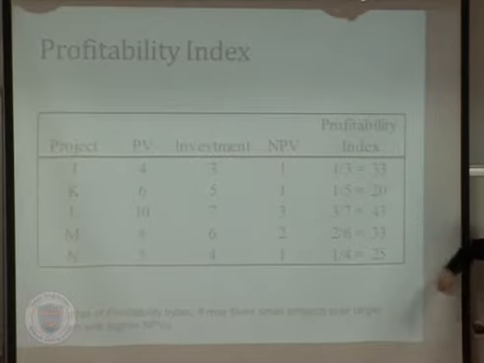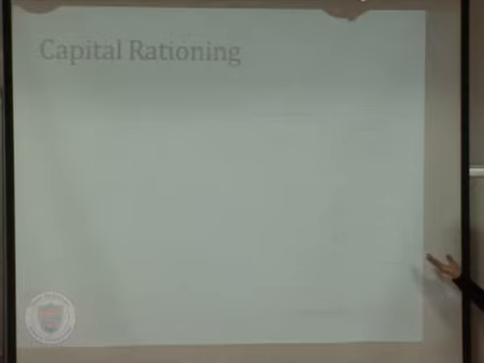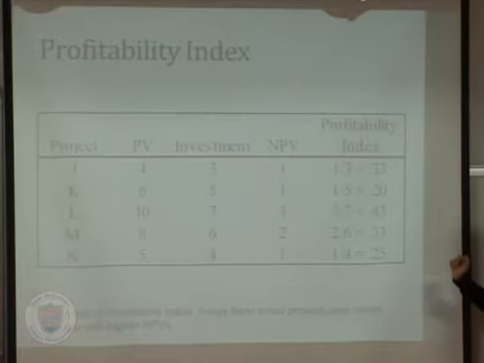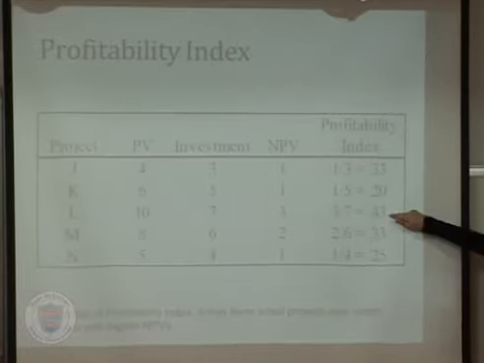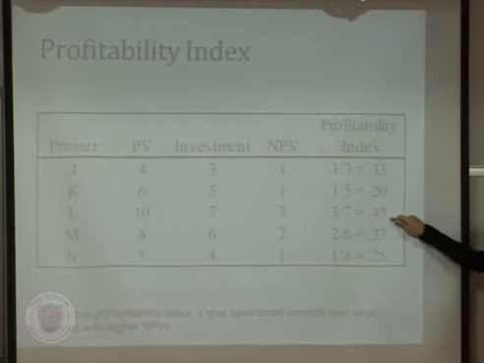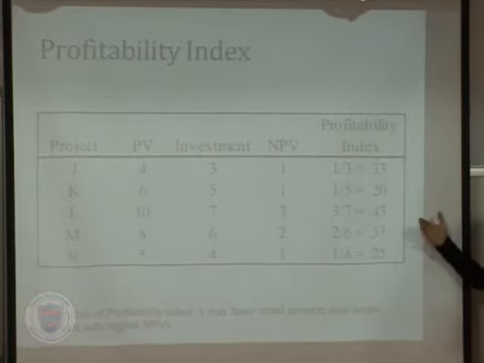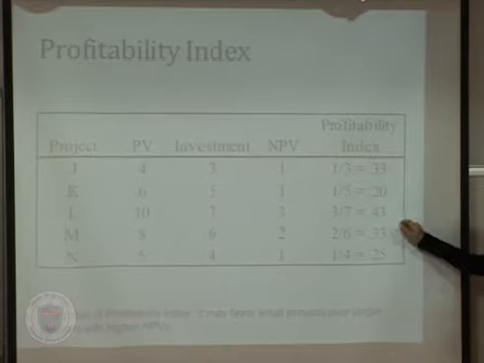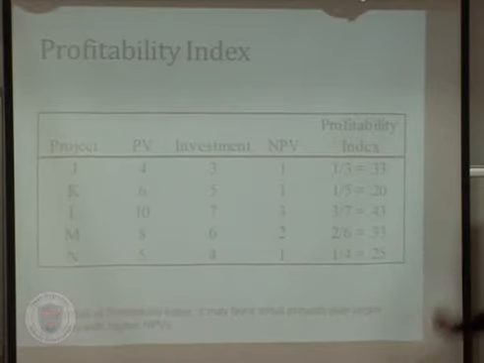So they're all positives. So you calculate the profitability index. The higher the profitability index, the better it is. So here, L has the highest profitability index because it creates the highest value compared to the initial investment. So you should go with project L.